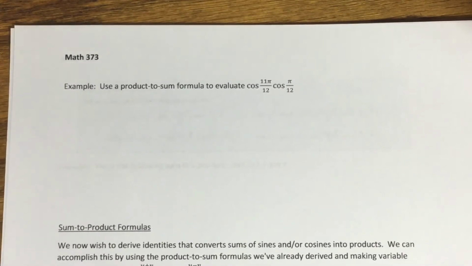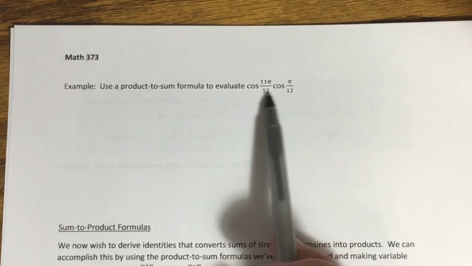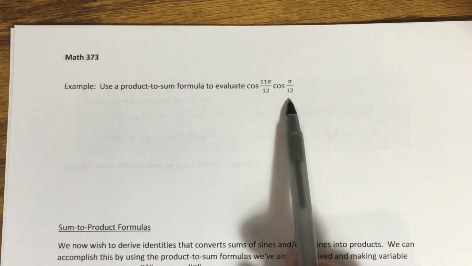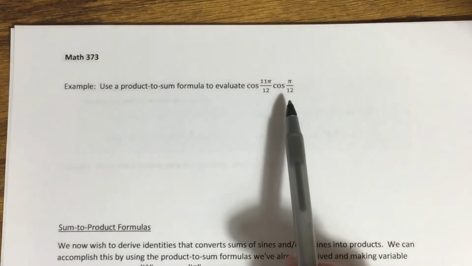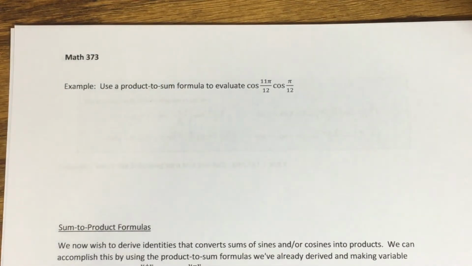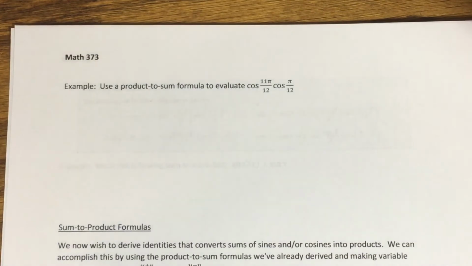Okay, here's another example. Use the product to sum formula to evaluate this. Yes, I could plug all of this stuff into a calculator, or I could use a half angle identity here and another one here. There's other ways to accomplish this than what we just did, but we're going to try using a product to sum formula specifically to do this. Notice 11 pi over 12, pi over 12, those are not angles that appear on my memorized unit circle. So I don't know what they are off the top of my head.